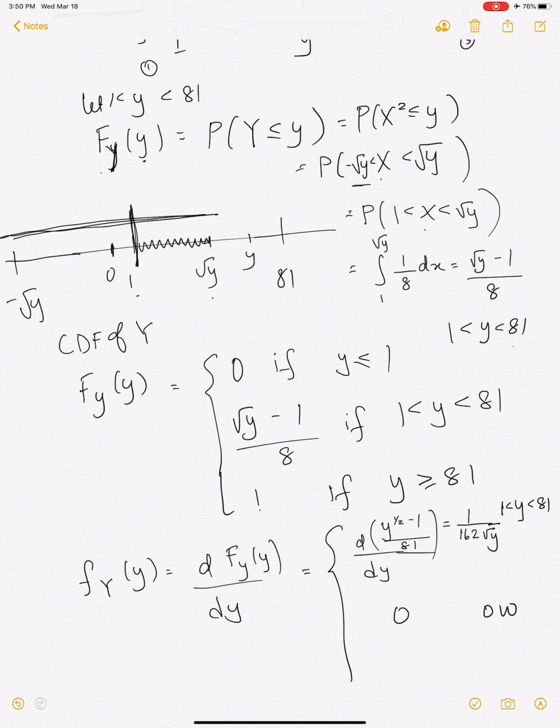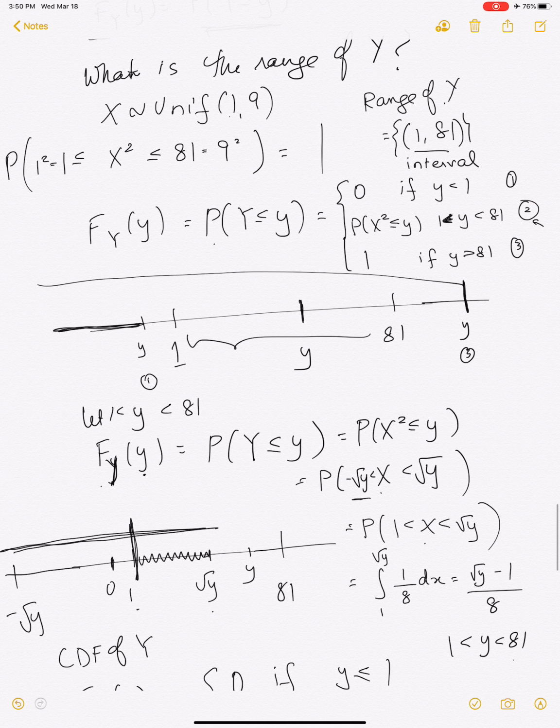Okay, so that is the probability density function for this random variable Y. You see, it wasn't just as simple as letting me just square the ends of the interval and it's uniform on that. That's certainly not uniform. So that is the probability density function of Y.